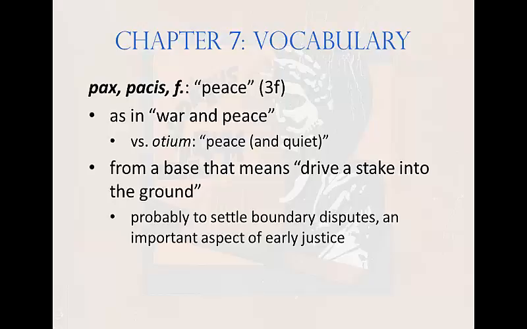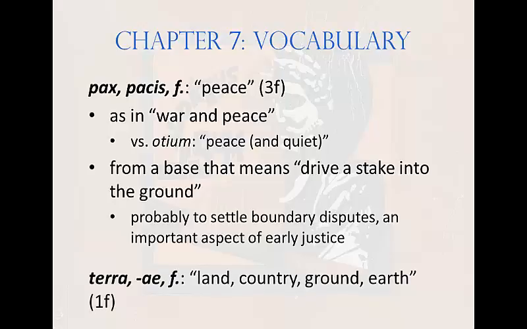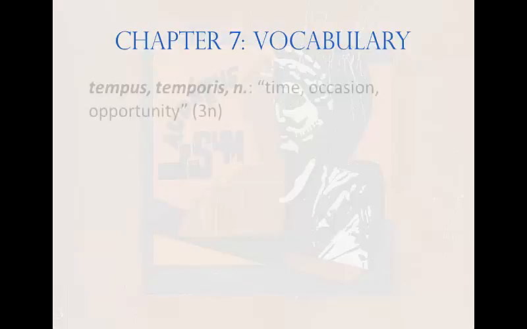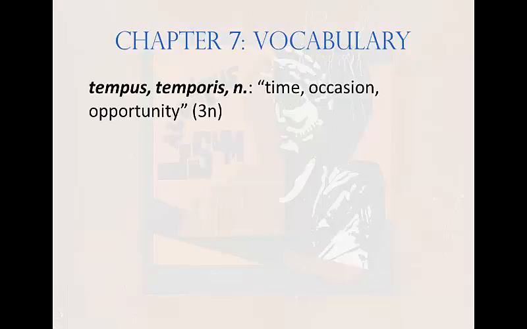The next word is terra, terrae, feminine, meaning land, country, ground, or earth. Be careful, this noun is first declension, not third. The next word is tempus, temporis, neuter, meaning time, occasion, or opportunity. It's a third declension neuter noun.